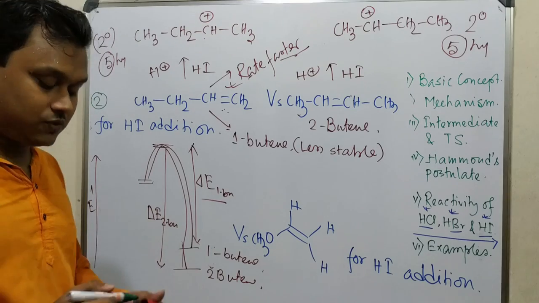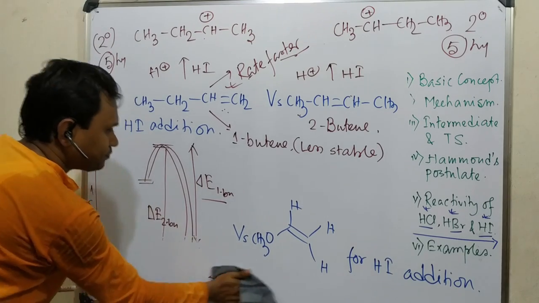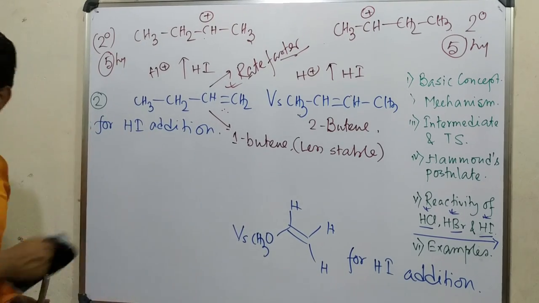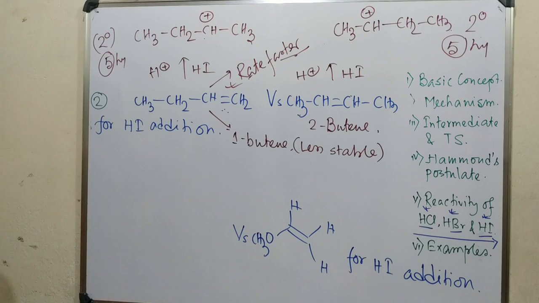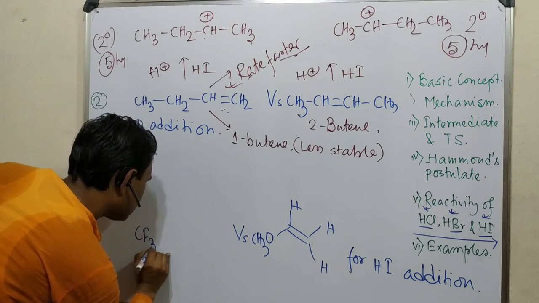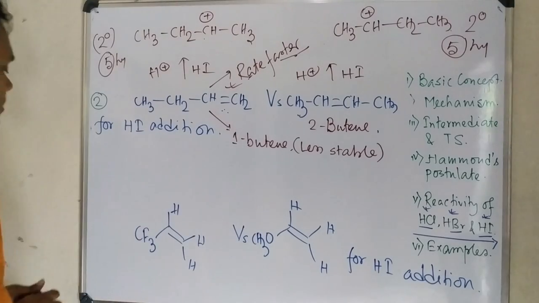So, please keep this factor in mind. It is essential, I believe. Now, let's come to the third example. I have wiped out, so let's write it again. So, it was CF3, this, find two hydrogen, C.